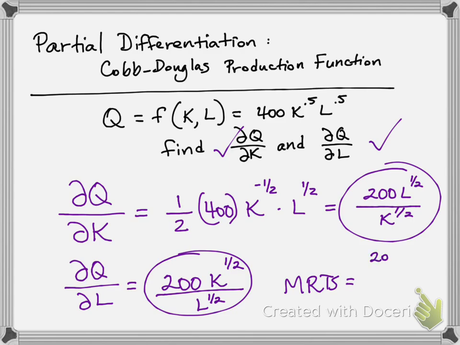which we have already found, is 200 times K to the 1/2 times L to the 1/2, divided by the partial of Q with respect to K, which is 200 times L to the 1/2 over K to the 1/2. And this is going to simplify so nicely, you guys. The 200s cancel each other out. This is just going to end up being K divided by L.